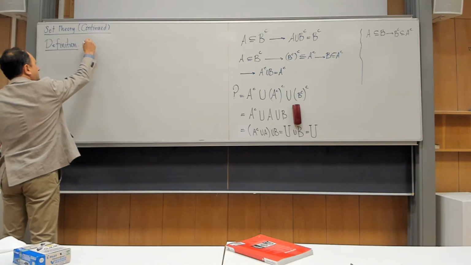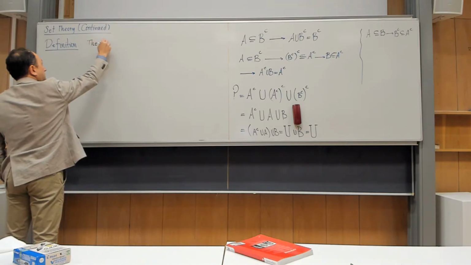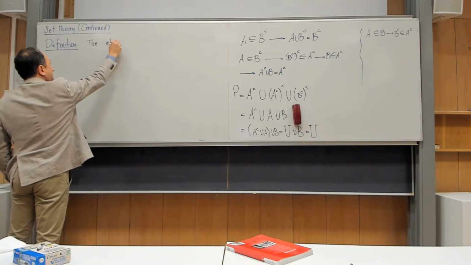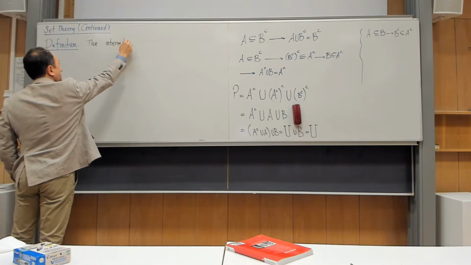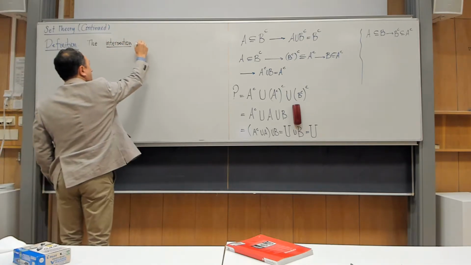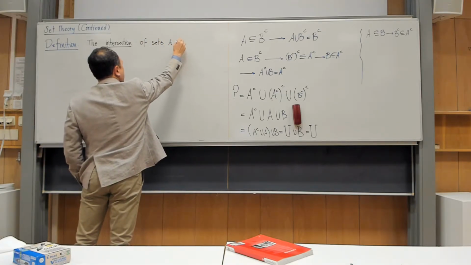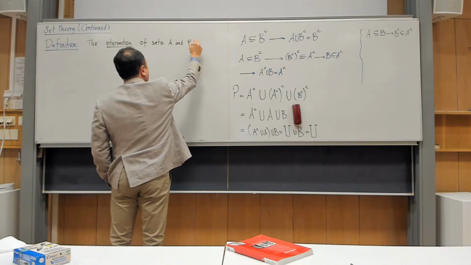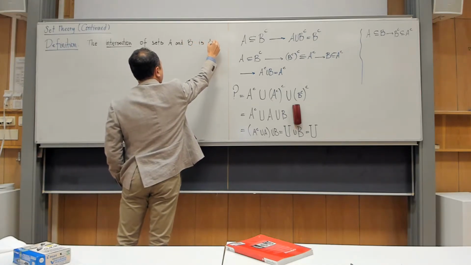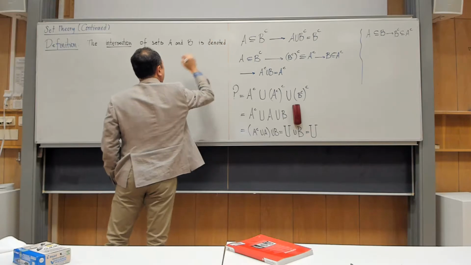The intersection, this is the word we are defining. The intersection of sets A and B is denoted by this symbol.